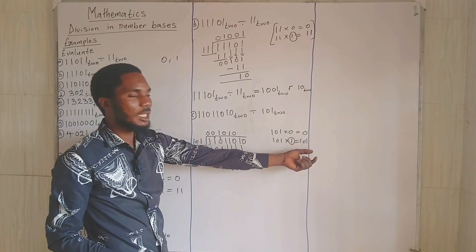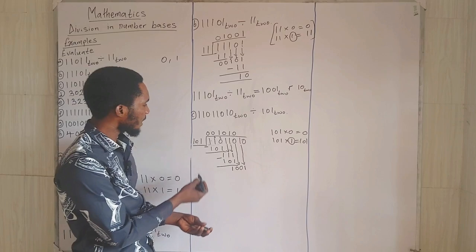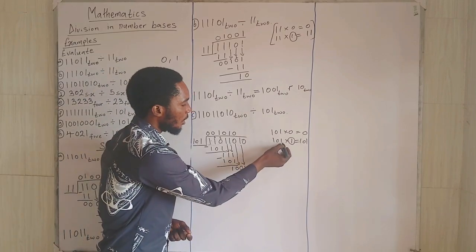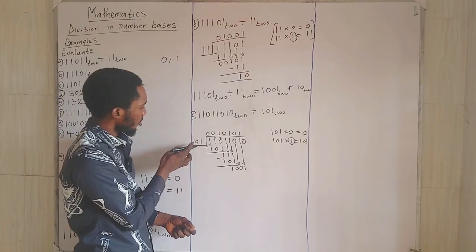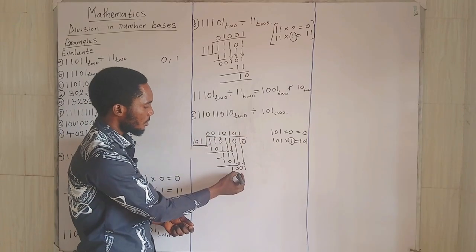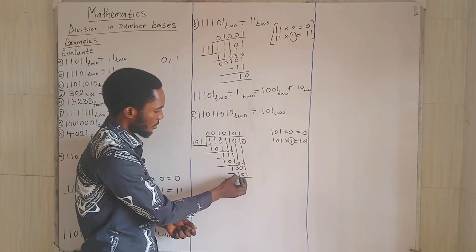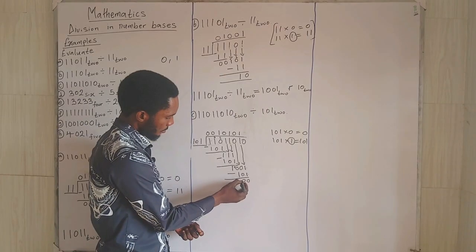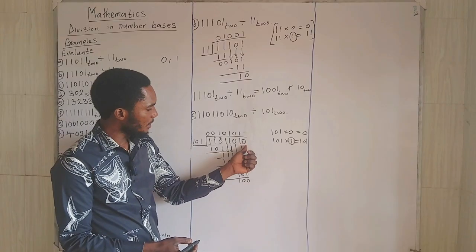Do we have 1010 here? No. Sorry, 1001. No. That means that I can only see 101 in 1001. This will be 1. 101 times 1, 101. We still subtract. Now, we bring down the next digit.